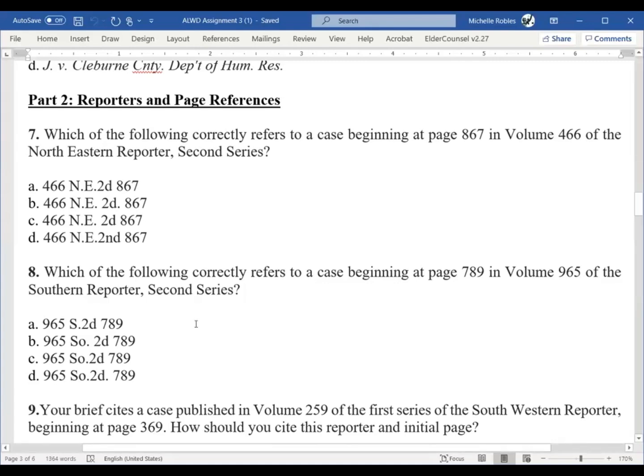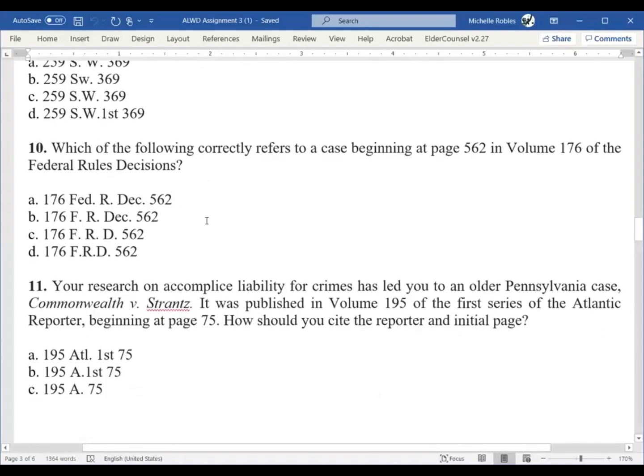For example, the Southern Reporter in number 8, I know that to be Florida, but that might also include Alabama, and I believe it's Georgia as well. For Northeastern Reporter, a good idea is to think about what states might be included in the Northeastern side of the United States, and then pull up the information for those states until you find the correct one. So that is your little cheat sheet for part 2.